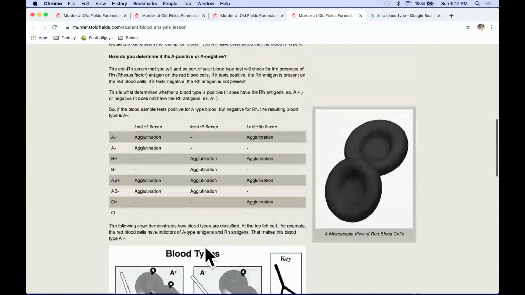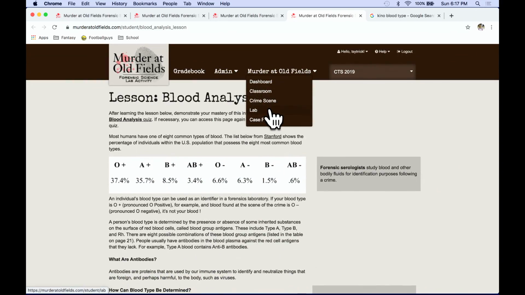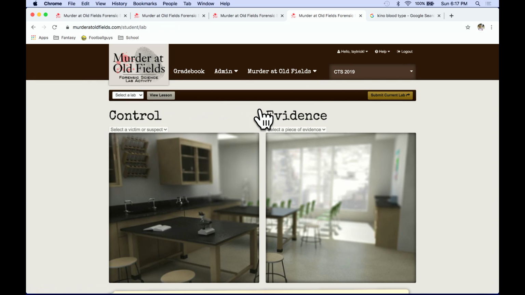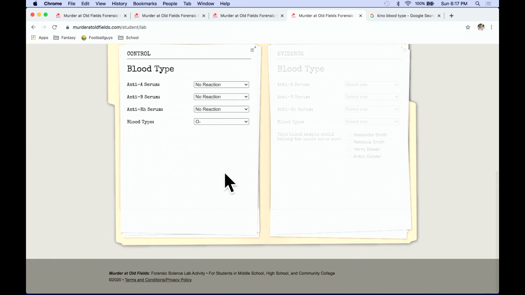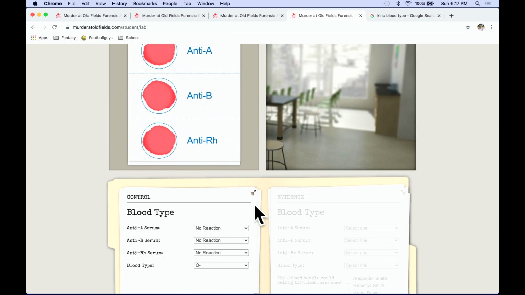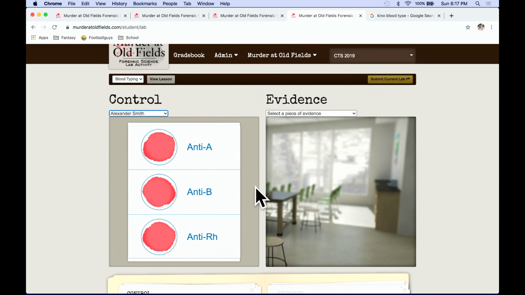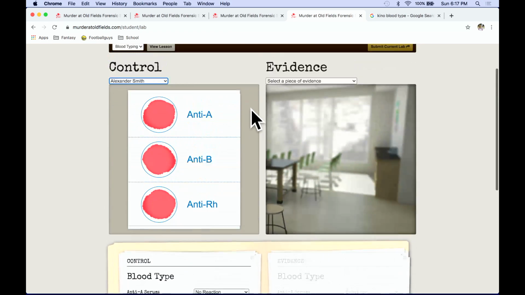When you're ready to do the lab section, you would obviously go to lab. You would select the blood type lab. You would start with the control side. You would start with this side and do all of these people here. Alexander Smith's blood. And all you do is take a dabber, and I've already done it. So you would take the dabber and it would show up here, and you would actually drop.